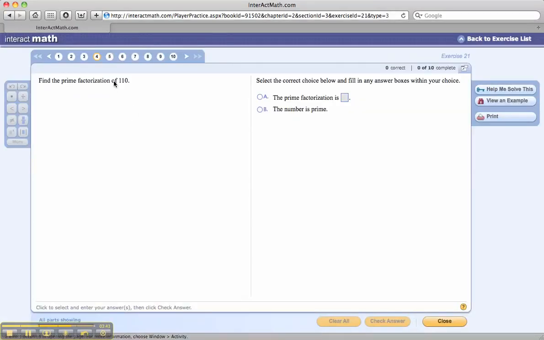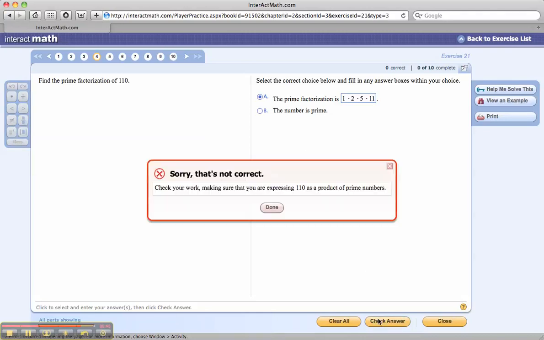Find the prime factorization of 110. Select the correct choice below and fill in any answer boxes with your choice. So we're going to ask whether or not 110 is prime, which it's not. So it turns out that the prime factorization of 110 will be 1 times 2 times 5 times 11. And you would have to work that out. It's not completely obvious. Again, I just know that because I'm a math teacher.